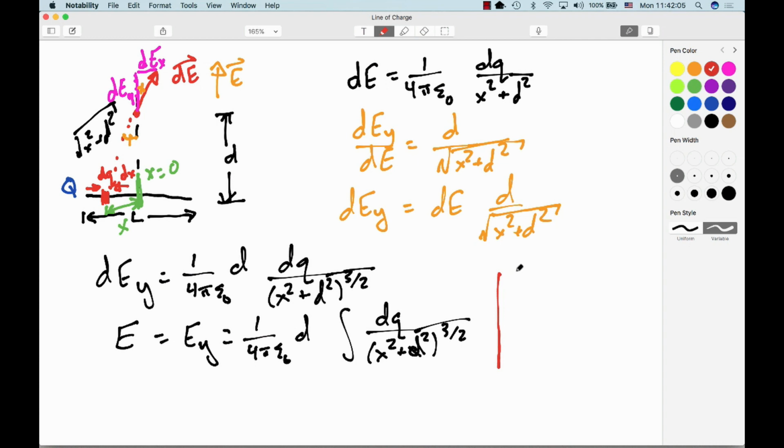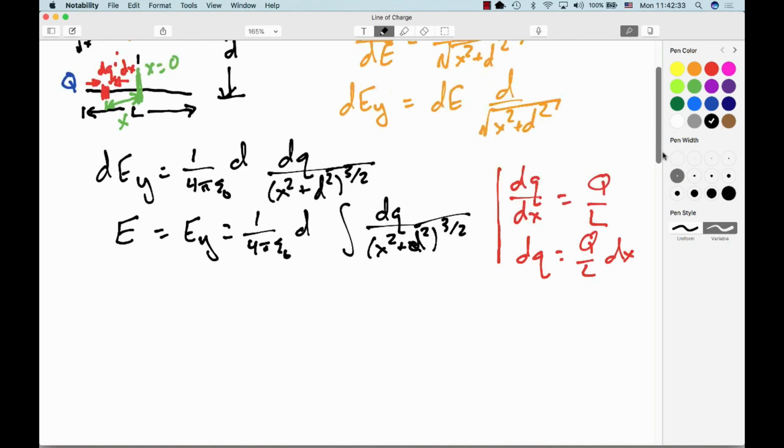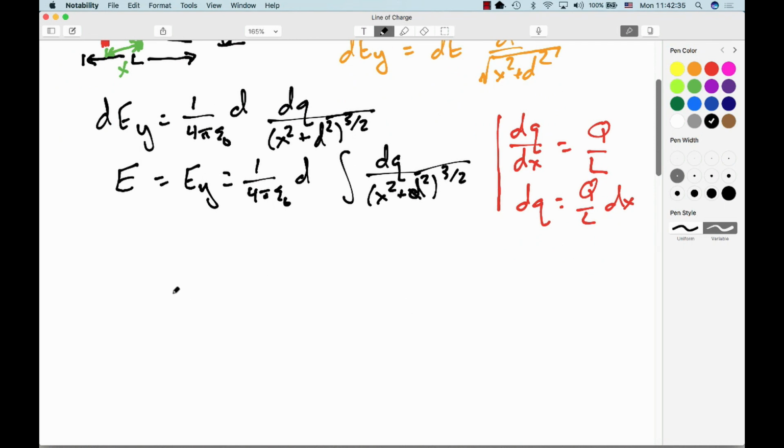Since the charge is uniform, we know that the charge density here, dq over dx, has to be the same as the charge density for the whole thing, which is q over L. So then I can express my dq as q over L dx. That's going to allow me to go ahead and properly set up the integral.